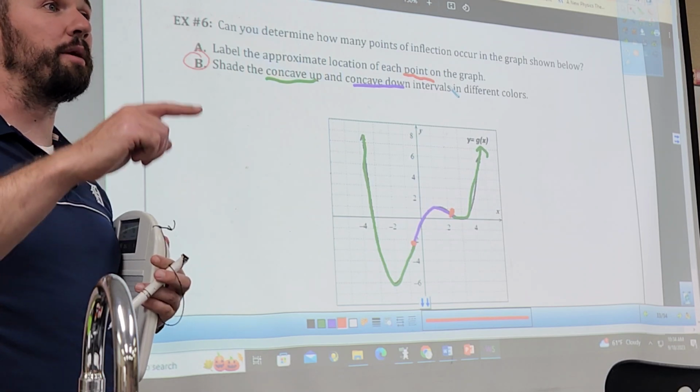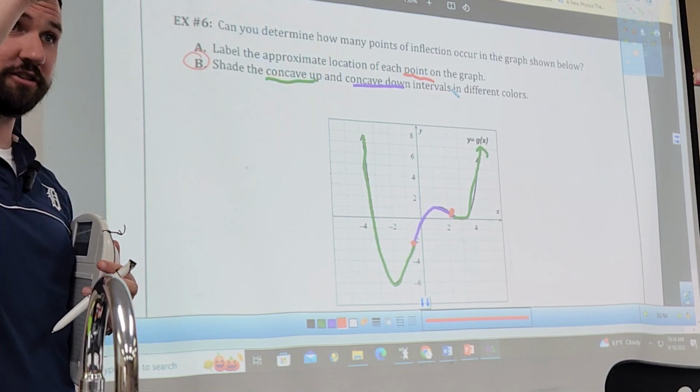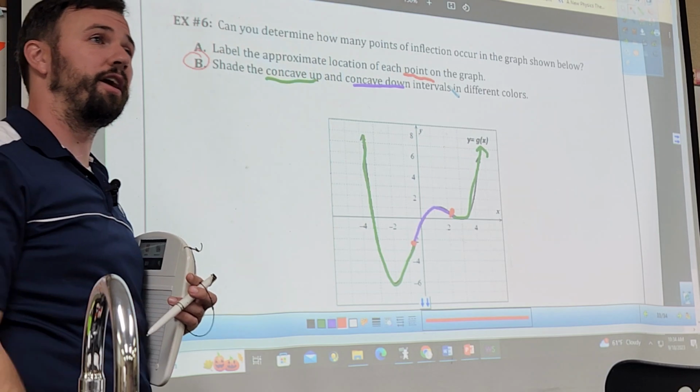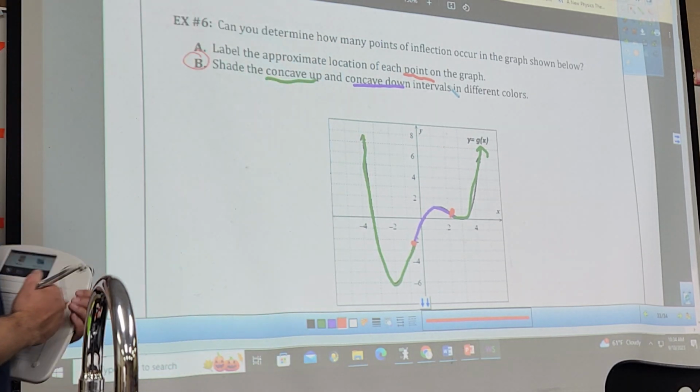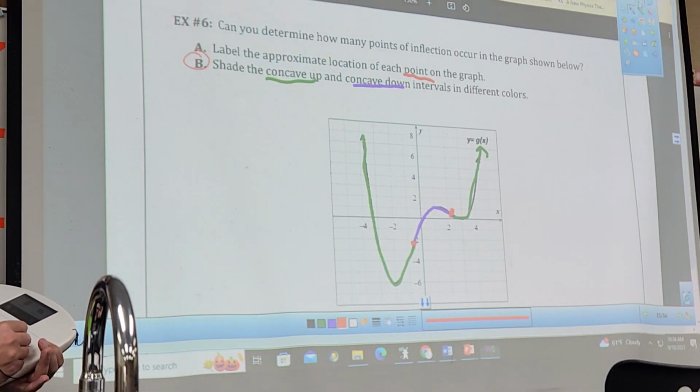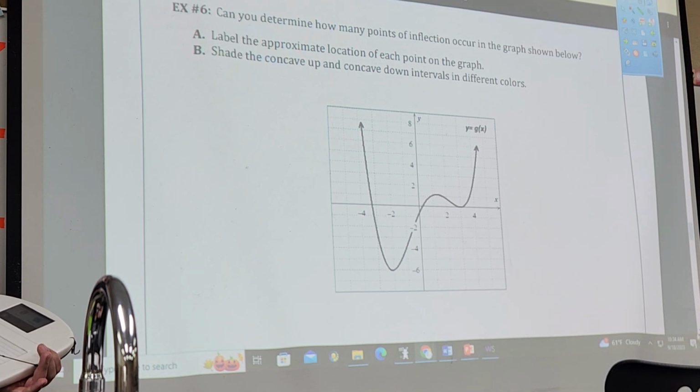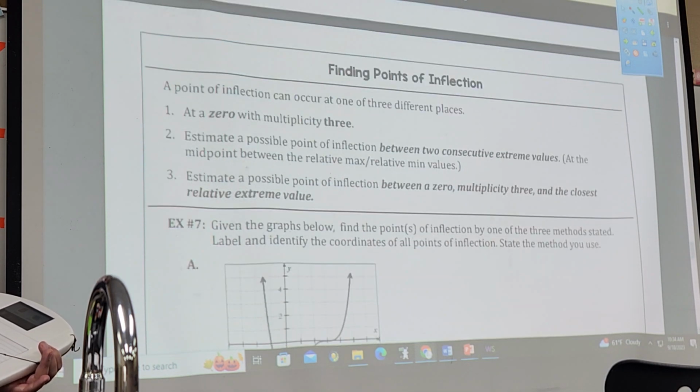If you have 1 turn, how many points of inflection? 0, because that's just going to be a straight parabola, right? Straight U or N. Okay. Anything too bad so far? We're just putting everything together.